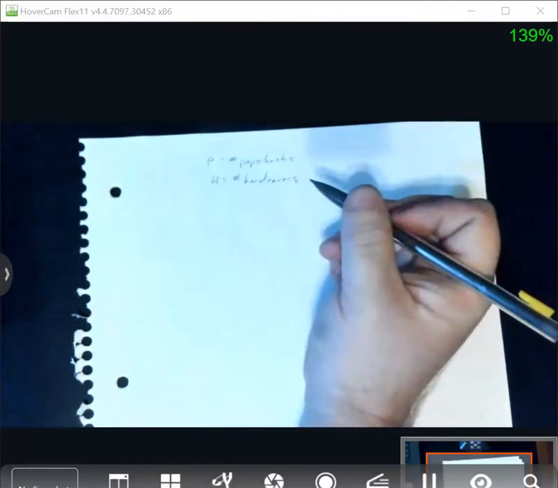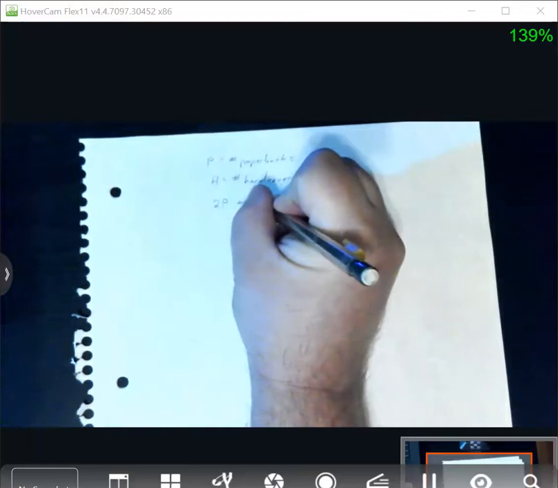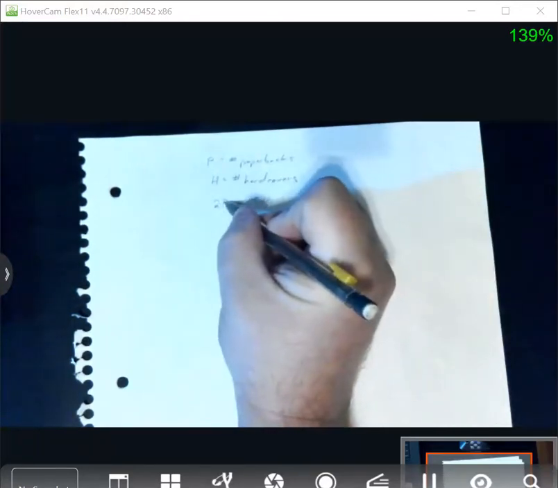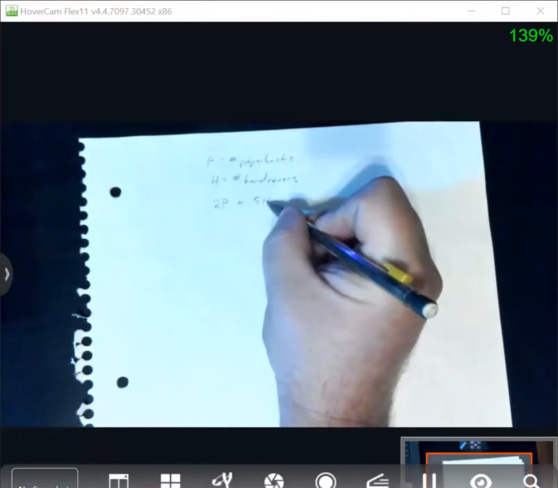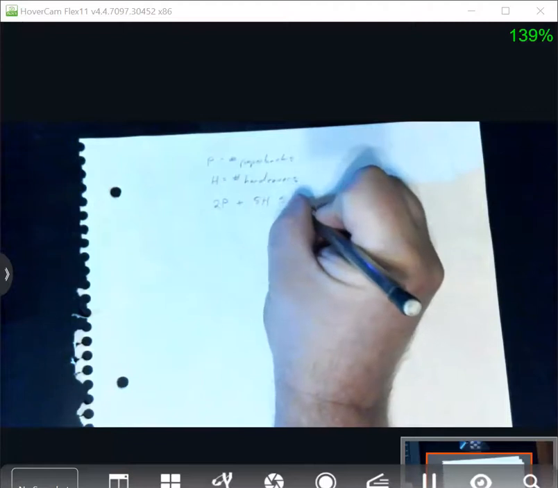So our first inequality would be money. We know that 2 times the number of paperbacks plus 5 times the number of hardcovers. So that's the cost of a paperback times the number of paperbacks, plus the cost of a hardcover times the number of hardcovers, has to be less than or equal to $20, because she only has $20 to spend.